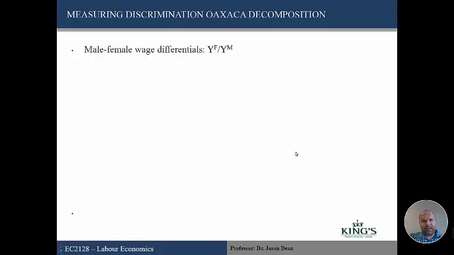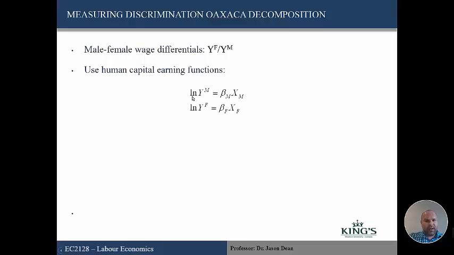So one way to assess the wage differentials is what's called an Oaxaca decomposition. Suppose we have the female and male wage ratio, YF divided by YM. We could use human capital earnings functions like we saw before. We're just going to simplify this and have no intercept. So we're going to say that ln of male wages is equal to beta M times XM, and X is some type of human capital enhancing variable. For females, it's ln YF equals beta F times XF. If we take the log of the male-female wage ratio, we get ln YM minus ln YF, and that's going to equal beta M times XM minus beta F times XF.